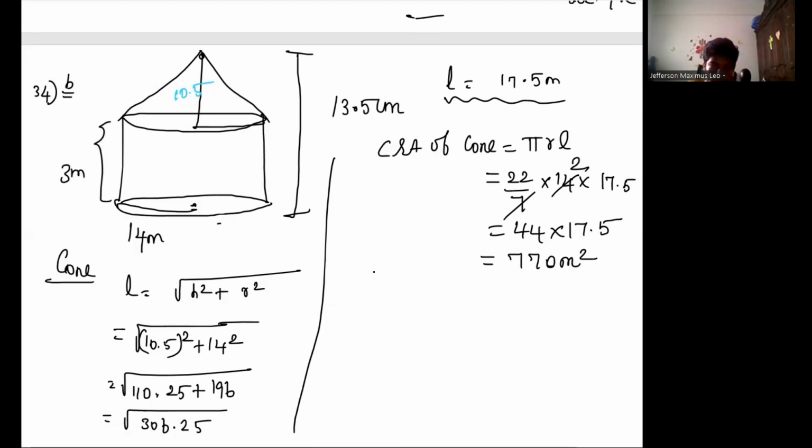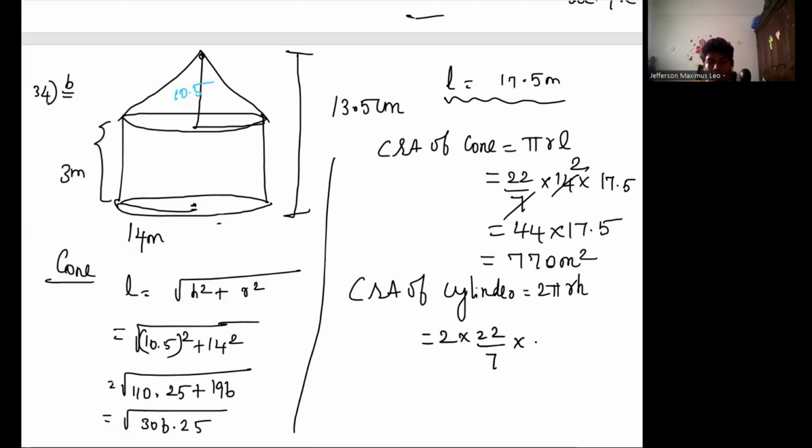Ma'am, 770. Okay. Now CSA of a cylinder is 2 pi rh. So 2 into 22/7 into 14. Ma'am, we can write like total surface area of tent is equal to CSA of cone plus CSA of cylinder. Ma'am, and common term take pannalam. Yes, that also correct. நீங்க காமன் டெர்ம் பிக் பண்ணி செய்யலாம், தப்பு இல்லப்பா. Both ways are correct தான்.